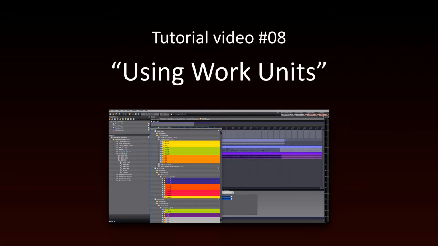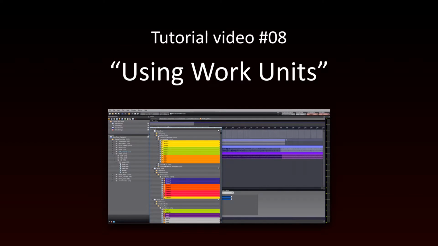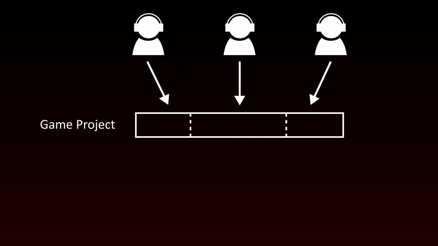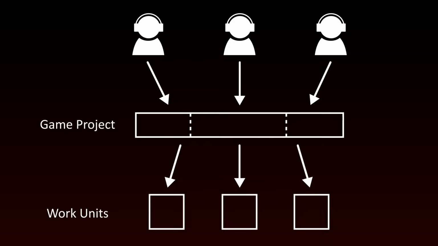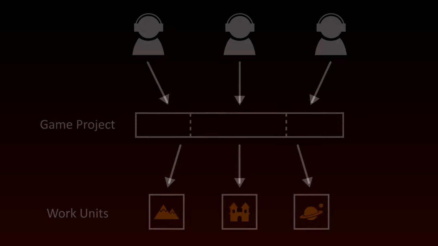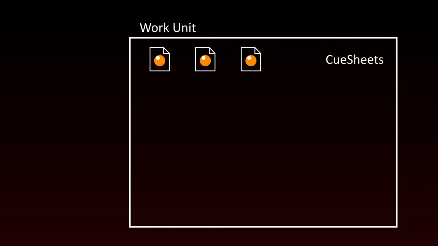In this tutorial, we will learn how to use work units in AtomCraft. When several sound designers are working on the same game, you need to be able to divide the tasks between them. In AtomCraft, we can segment a project in work units. For example, you can choose to divide your project based on the type of sounds or their location in the game. Each work unit contains cue sheets.